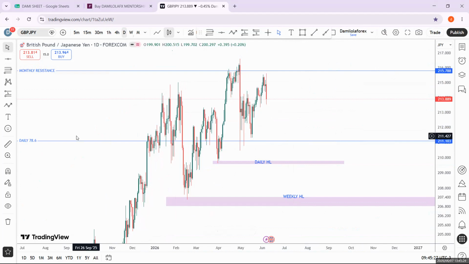So I'm aware that this daily 78.6 ends a retracement, and we can see that it ended it by giving us this change of character here.